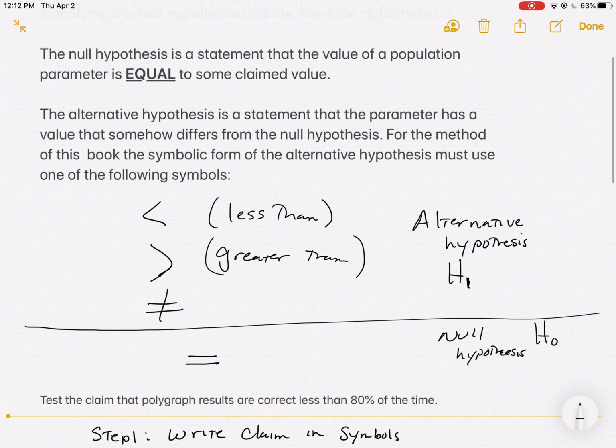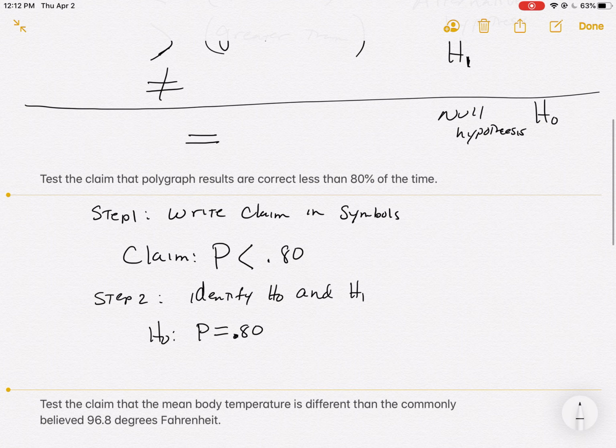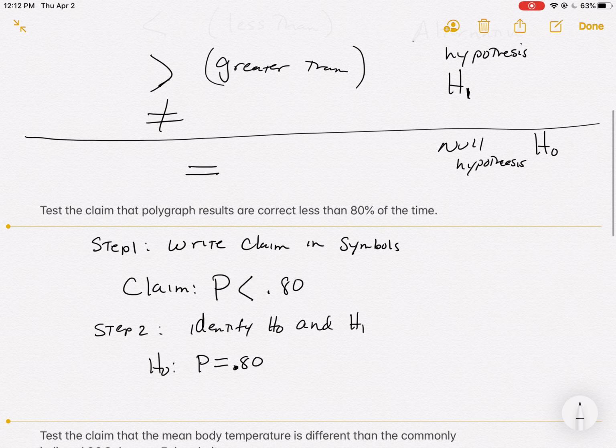Let me come back to my definition. The null hypothesis is a statement that has the value of the population parameter equal to some claimed value. We're going to set it flat out equal to 0.80. What we're hoping to do ultimately is disprove that, because we want to show that we're less than 80%. So we're going to show that it can't be 80%.